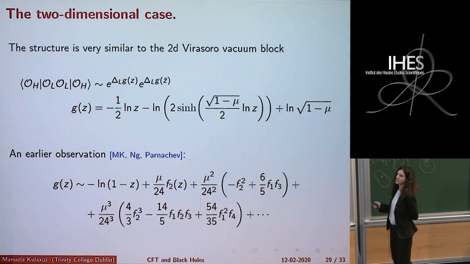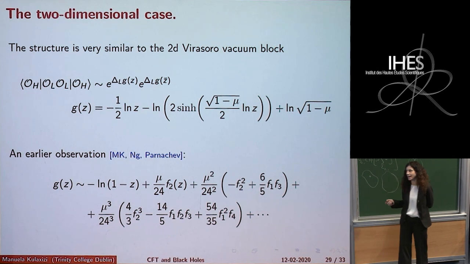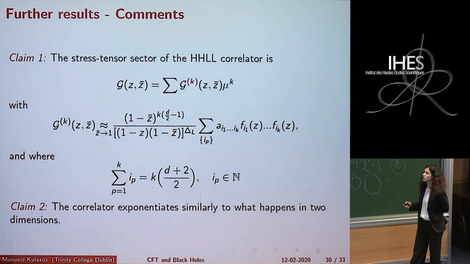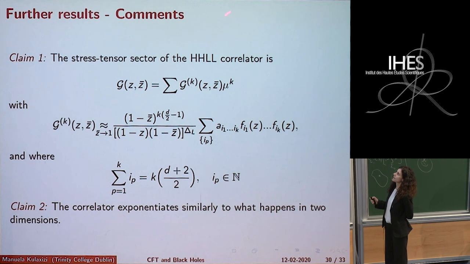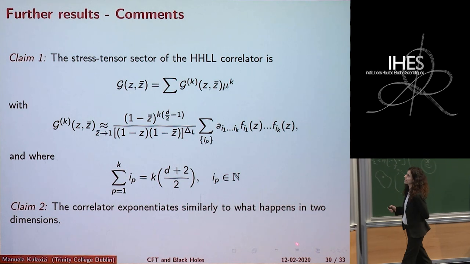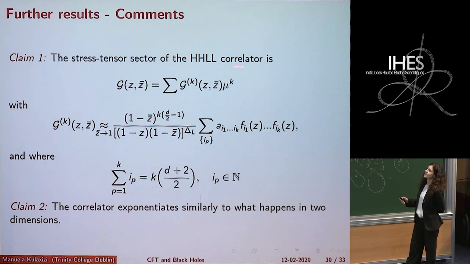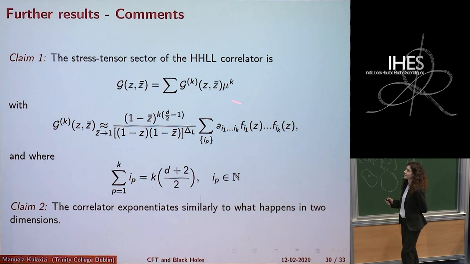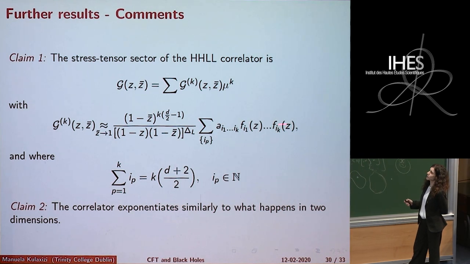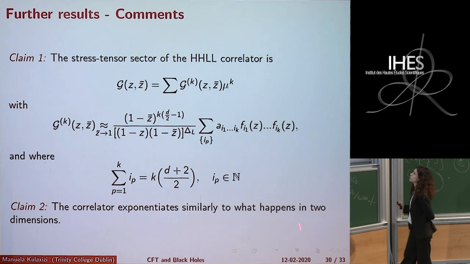So having this in mind is what led us to conjecture that something like that will happen in four dimensions and actually higher. And here I'm just writing the conjecture that the stress tensor sector of this heavy-light correlator, and I would perhaps remove the heavy-light, is just the stress tensor sector of any four-point correlator in the large c and large delta gap limit, should be expanded in powers of mu, and at each order in mu to the k, you will have a sum of products of f functions where there will be k such functions at order mu^k, and their sum should be equal to 3 times k.